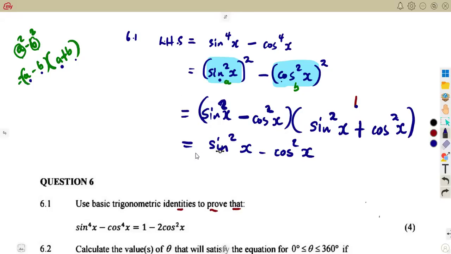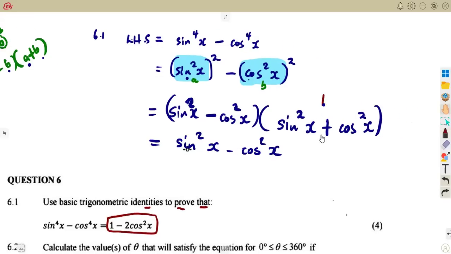X, in terms of cos, or your answer in terms of what? In terms of sine. So let's check what we have. Our answer is in terms of cos. So we must get rid of this sine because our answer is in terms of cos. How can we get rid of that, guys?